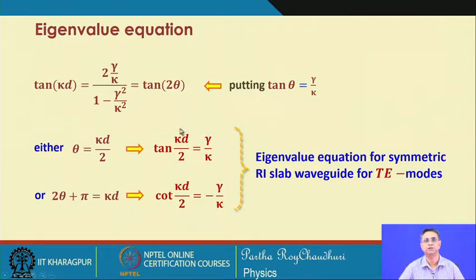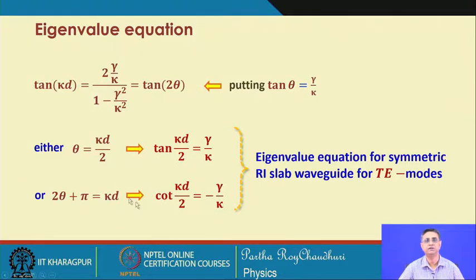This is one possibility, or it could be that kappa d is equal to twice theta plus pi, third quadrant. So that is equal to kappa d. This gives you this condition. If you divide throughout by 2, then theta will become kd minus pi by 2. If you put m into pi by 2, that gives you all the conditions, and that will also give you back this condition as well for symmetric and antisymmetric mode.